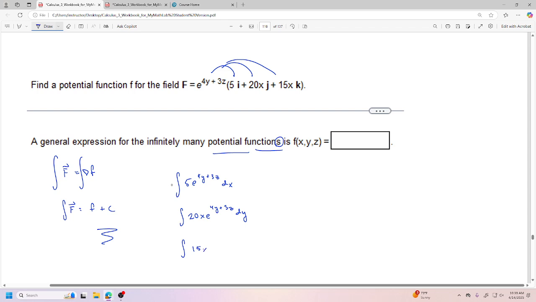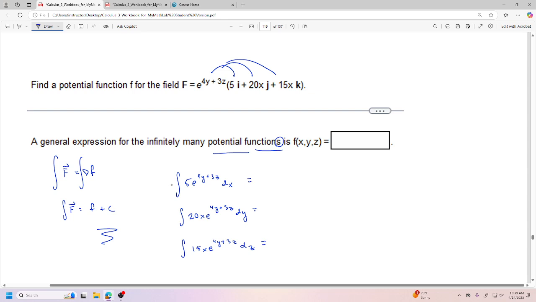15x, e to the blah. And then what do I put at the end here? Perfect. What we're going to do is do these 3 little integrals, 3 separate little integrals, and just see what we get. The goal is that hopefully we get the same thing.